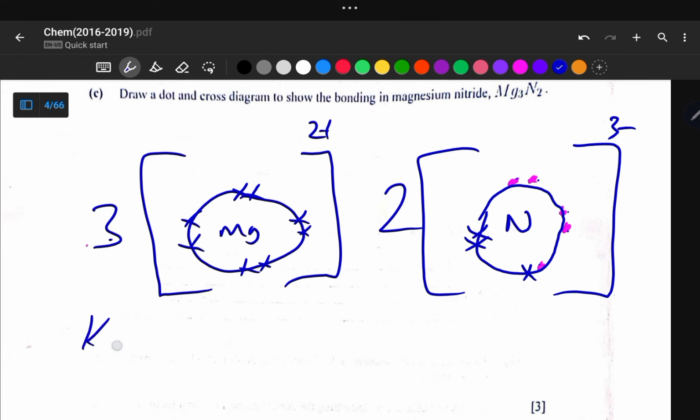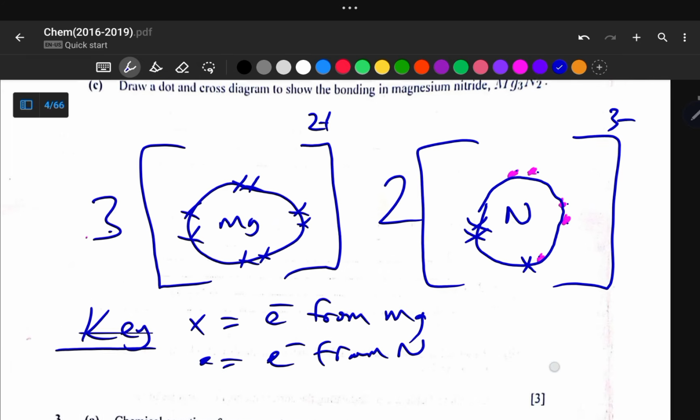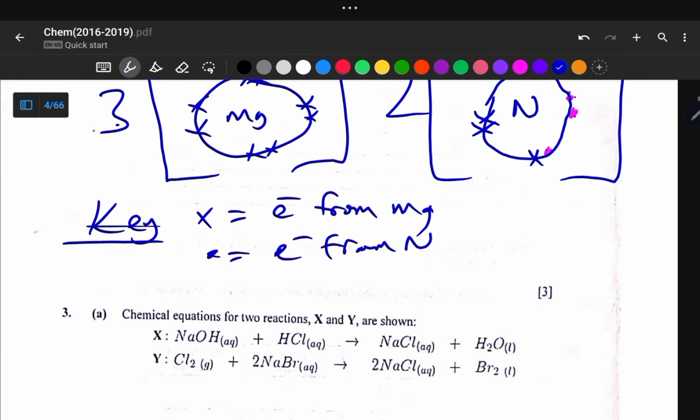So we go on to write the key: X is the electron from magnesium, and dot is the electron from nitrogen. So you should also include the key in your answer, and then we are done with this question. So we are now moving on to number 3.